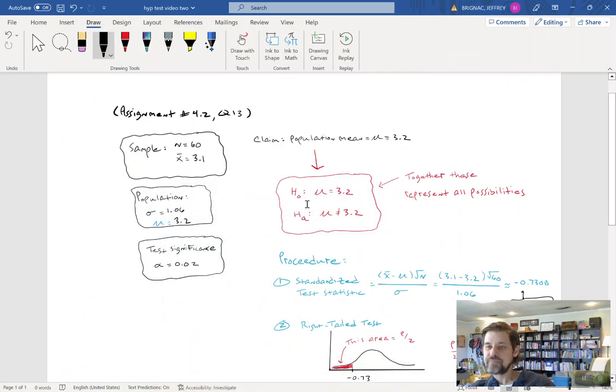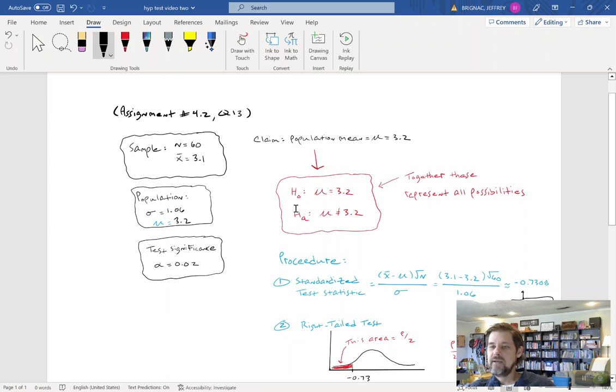Okay. Now, from this claim, I extract the null and alternate hypotheses. The null hypothesis always involves an equal sign in some way. It will involve equals explicitly, or less than or equal, or greater than or equal. And here this just involves an equal sign, so that is the null hypothesis.